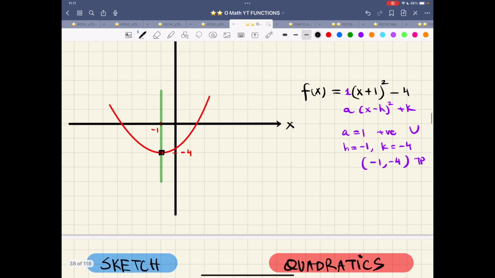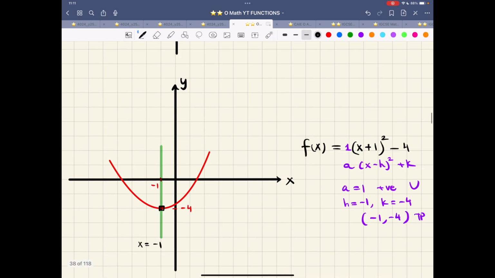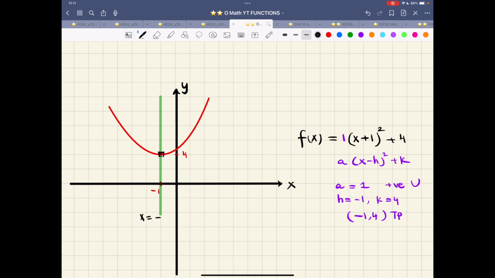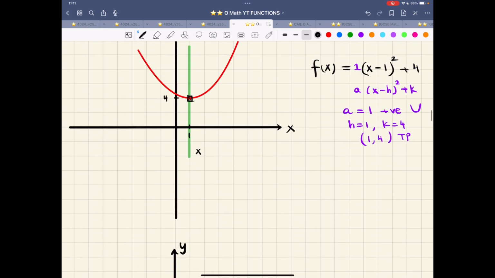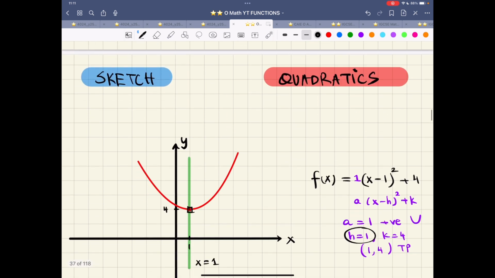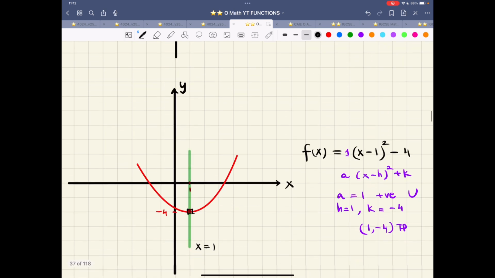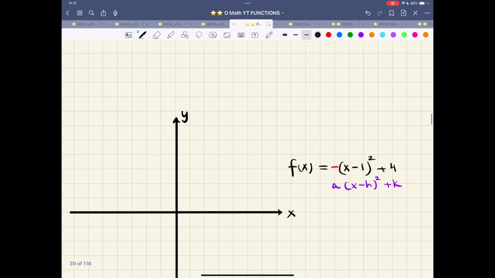So let me write over here, line of symmetry, x is negative 1. Line of symmetry, x is positive 1. That value of x, that is h. So x equals h is the line of symmetry, which is a vertical line, a line parallel to the y-axis. So now this thing is done.